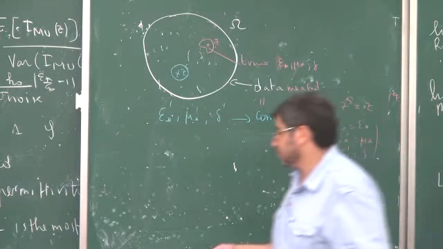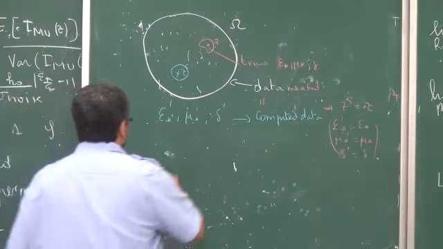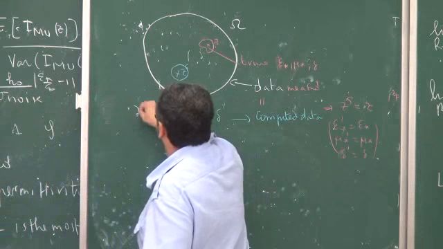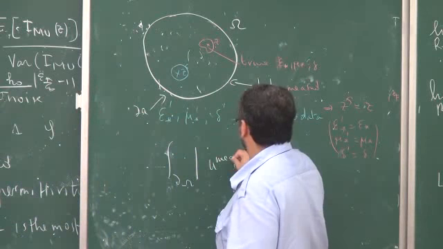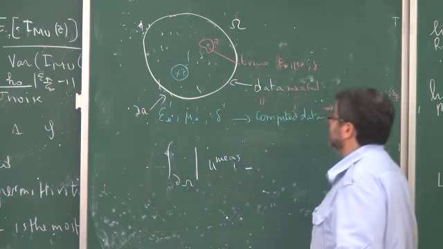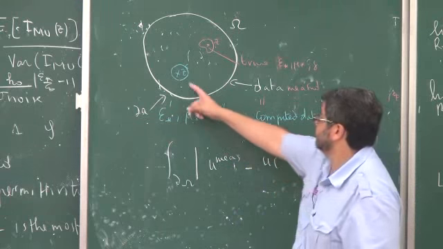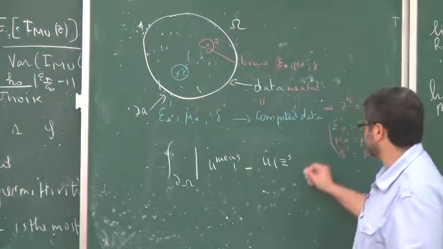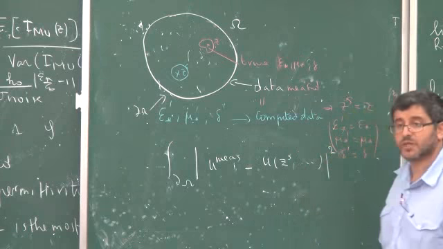So what do you minimize? You minimize the discrepancy over the boundary d omega, since measurements are on the boundary. The discrepancy between u measured minus what u could be when you put an inclusion gamma s with parameters. We are minimizing this one.